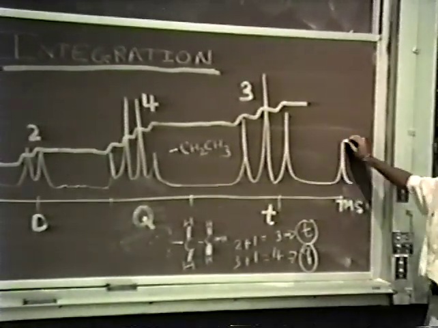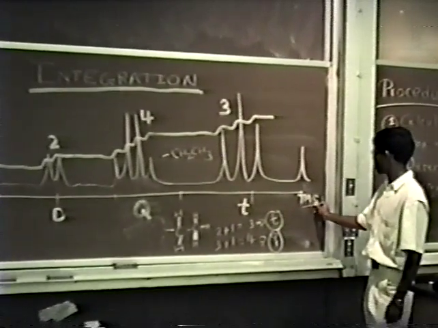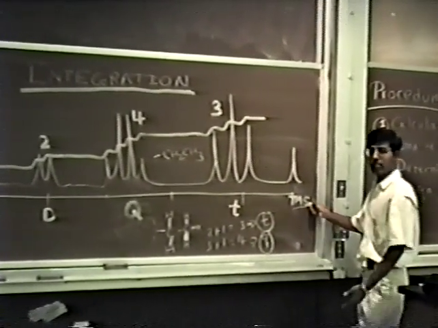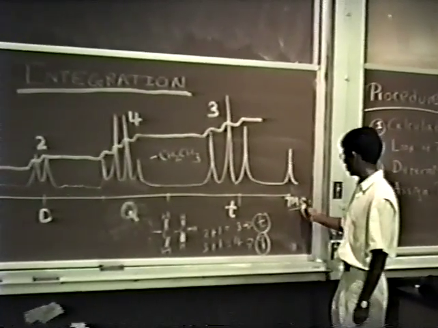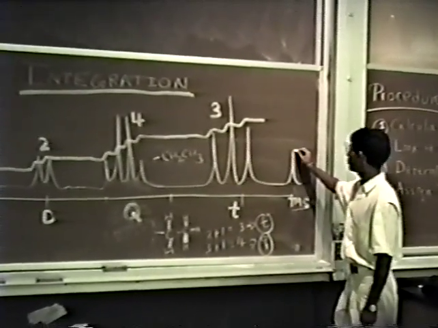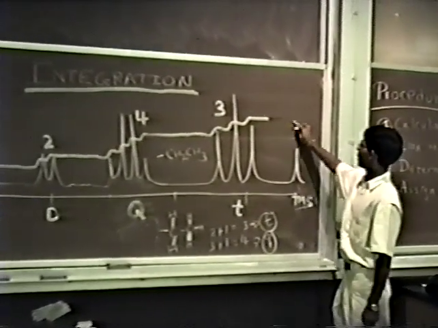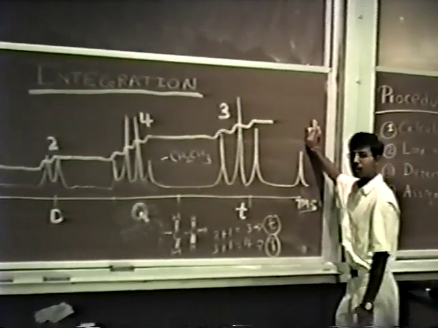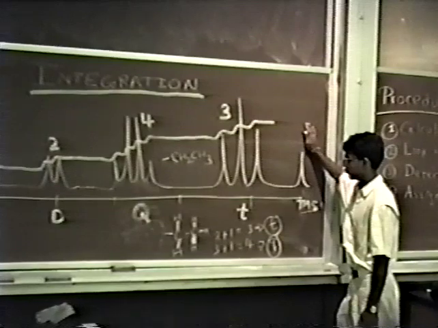All the way at the end, this peak here is due to TMS. As Paul mentioned, that's your reference chemical, tetramethylsilane. And this peak is never used in the integration. You do not integrate the number of hydrogens underneath that peak.